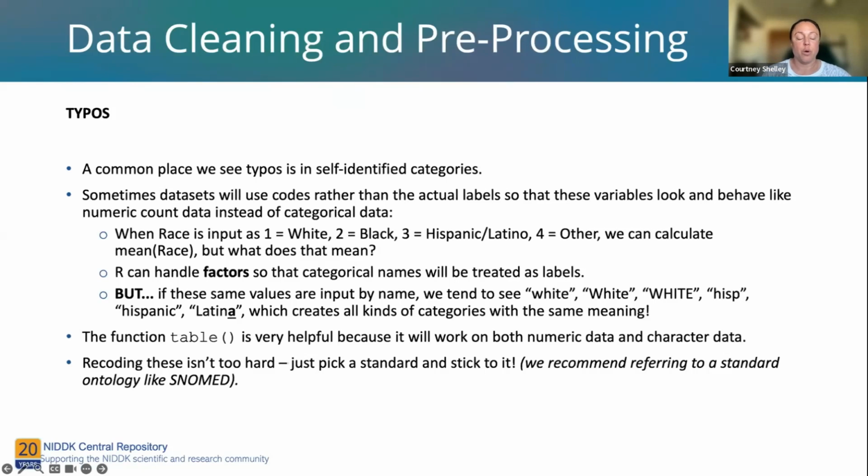But instead, perhaps you input your data using actual labeling and words. But then we tend to see a lot of typos and a lot of inconsistencies. For now, we might see use of white, all lowercase, white with an uppercase W, white, all caps. Someone else may put in HISP as a shortening for Hispanic, or Latina because the person is a woman, all kinds of differences here. So the first thing that you can do is take a look at the table function, which is very helpful because it works on both numeric data and character data, and will give you all of the potential options that were within the column of this data.